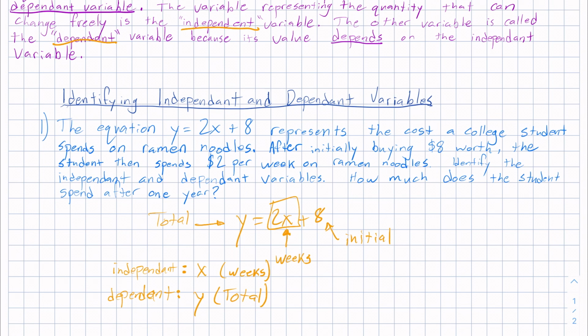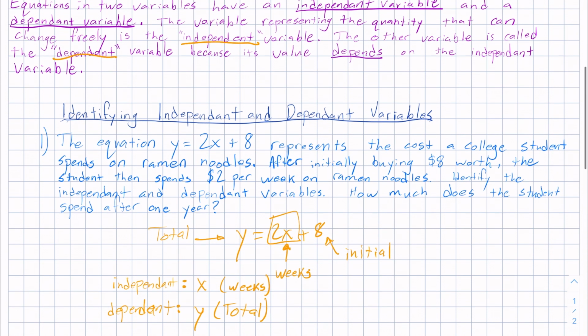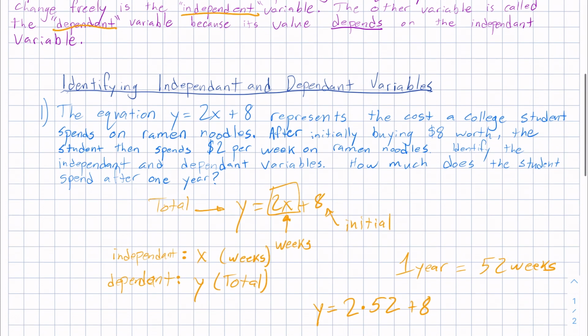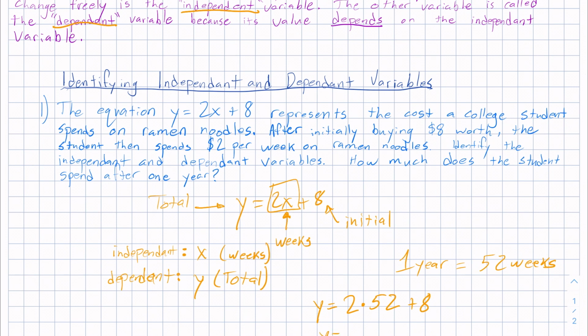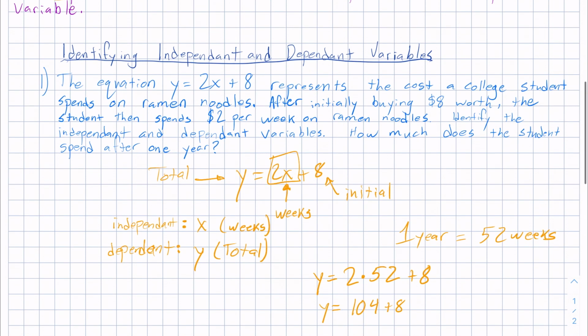Now, the last part that it asks me is, how much does the student spend after 1 year? Well, I know that 1 year is equal to 52 weeks. So I'm just going to use my equation to figure out the total cost after 1 year. So y equals 2 times 52 instead of x, because it's a whole year, plus 8. 2 times 52 is 104. So after an entire year, the student spends $112 on ramen.